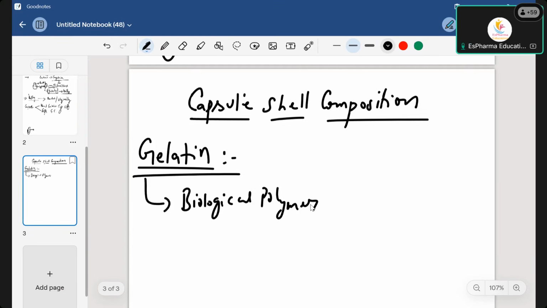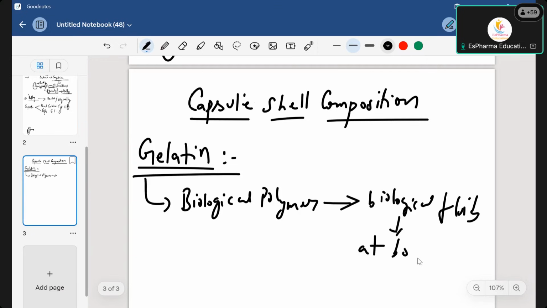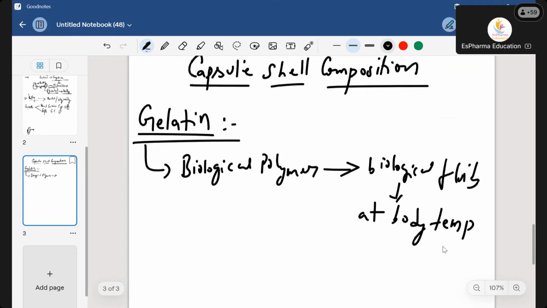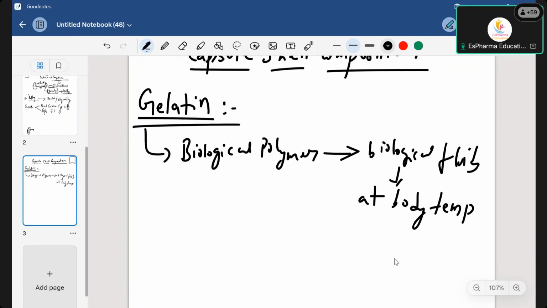One more advantage with gelatin is that it is readily soluble in all the biological fluids at body temperature. అంటే మన బాడీలో ఉన్న all the biological fluids, it is soluble at body temperature. Body temperature means room temperature, right?